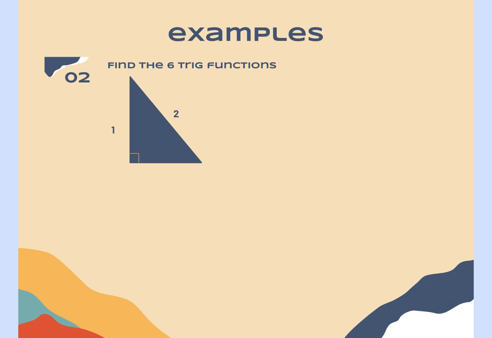All right, so this time I'm going to put theta in the bottom right corner. Now find the 6 trig functions of that. So you do this one. All right, so for this one, the first thing we have to do is find the missing side. It would be 1 squared plus x squared equals 2 squared. 1 plus x squared equals 4. X squared would equal 3, and x would equal the square root of 3.